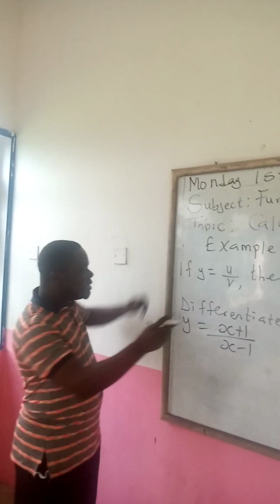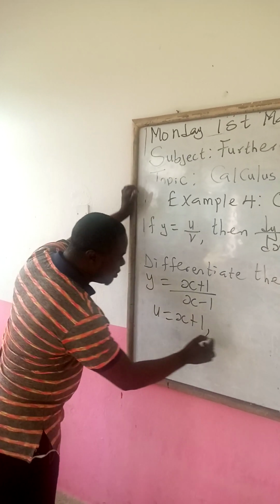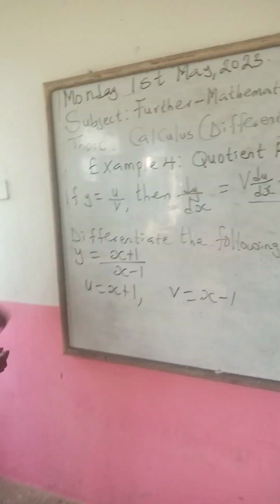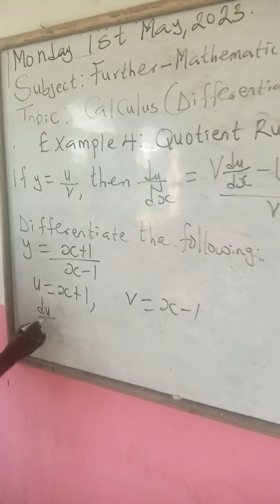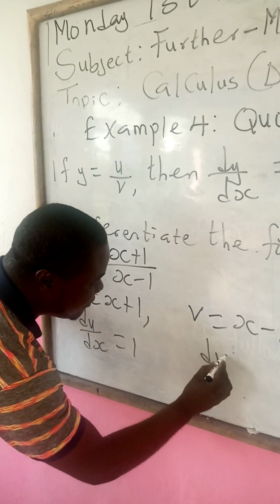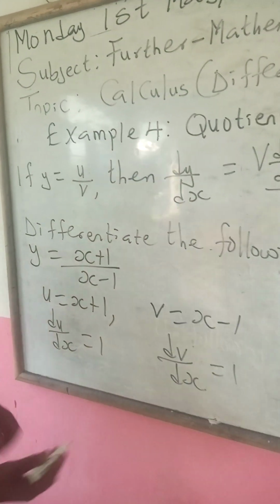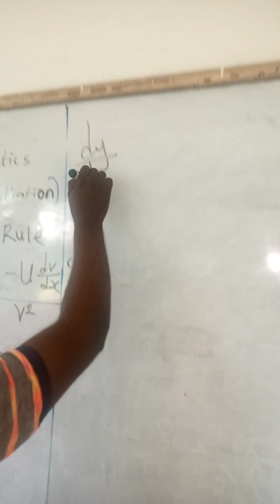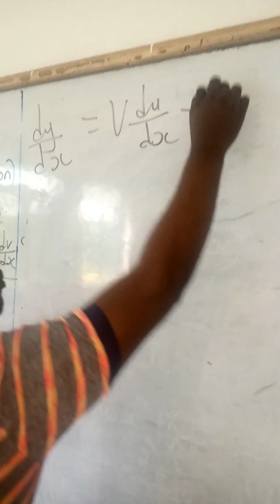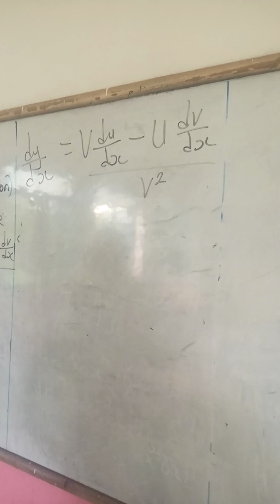How can we solve this? This numerator will be our u. Our u is x plus 1, while our v is x minus 1. The first one is our u, while this one is our v. So let's go. Our du/dx here, if you differentiate x, it will give you 1. Let's come here too. Our dv/dx, if you differentiate x here, it will give you what? 1. So let us apply the formula. Remember, our dy/dx is v du/dx minus u dv/dx all divided by v squared. This is a formula that we must apply.